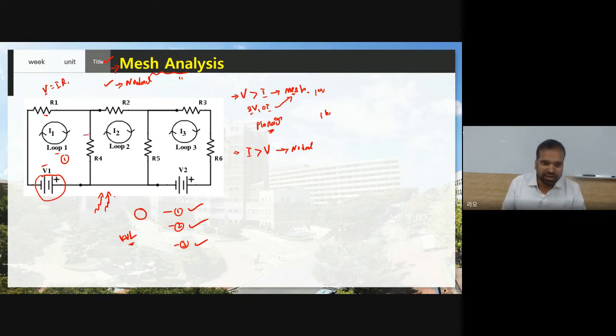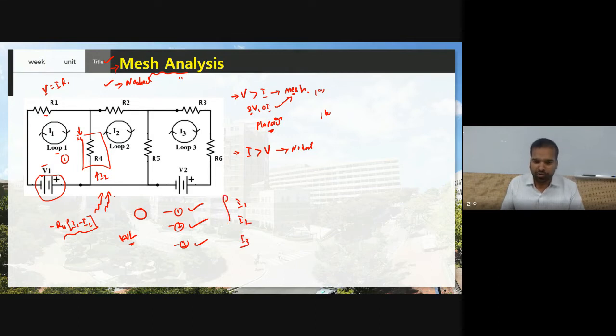Now what is the voltage at R4? See, I1 current is flowing here and I2 current is flowing there. So if you apply KVL in loop 1, you will write minus R4 (I1 minus I2). This is the voltage at R4. Yes or no? By using this, you can find the I1 loop current, I2 loop current and I3 loop current.